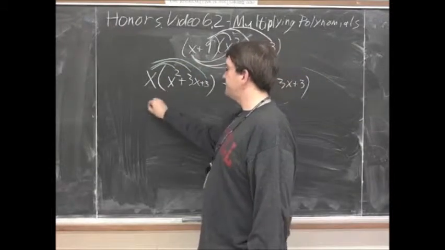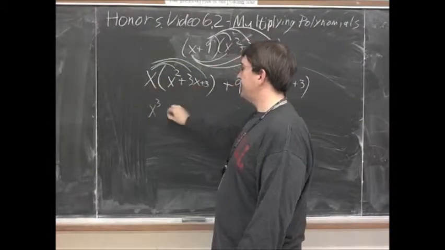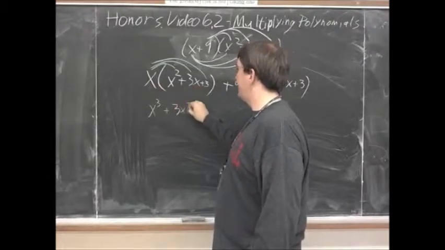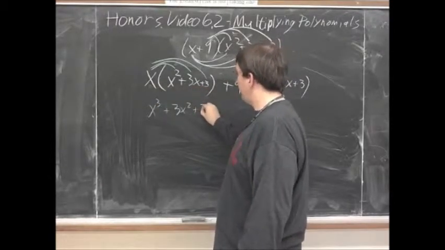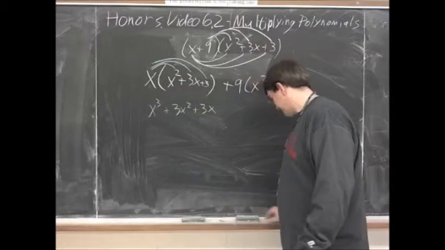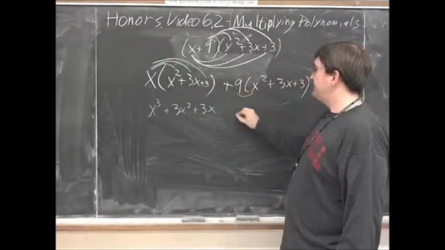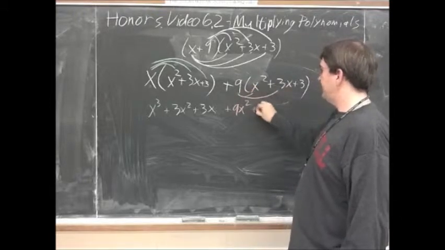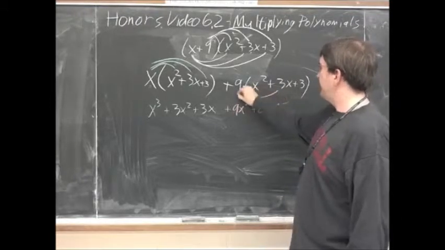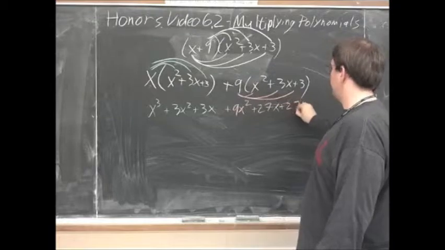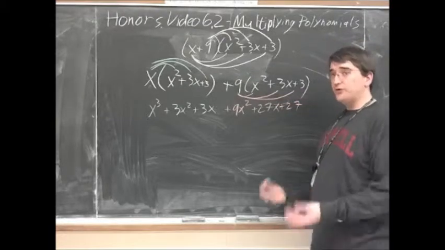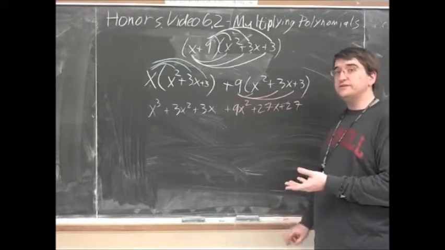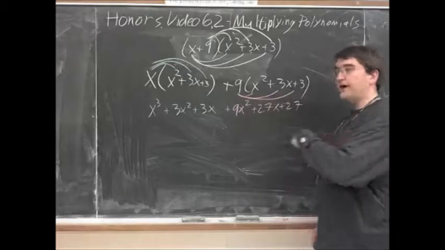X times x squared is x cubed. X times 3x is 3x squared. X times 3 is 3x. Then I'll do the 9. 9 times x is 9x squared. 9 times 3x is 27x. And 9 times 3 is 27. Multiply out the individual pieces, and then combine like terms.